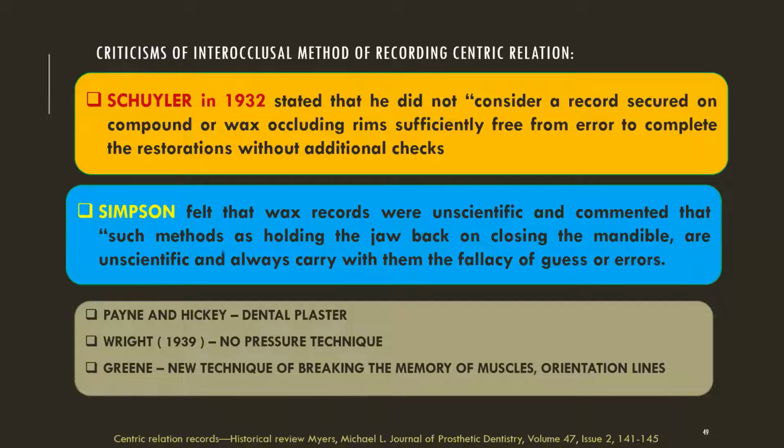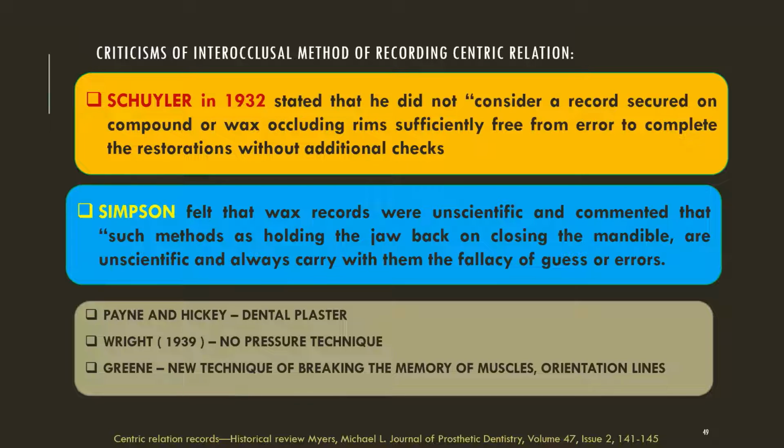So what are the criticisms of the interocclusal method of recording centric relation? First, Schuler in 1932 stated that he did not consider a record secured on compound or wax occluding rims sufficiently free from error to complete the restoration without additional check. Then, in 1923, one author considered and modified the interocclusal wax method. He pointed out that the resilience of tissue-bearing denture supporting areas might contribute to the distortion of the record. So he advocated the positional relationship of the maxilla to mandible under a no pressure technique, which will minimize the error. Hanna put forward the zero pressure philosophy, while others put forward the minimal pressure technique.